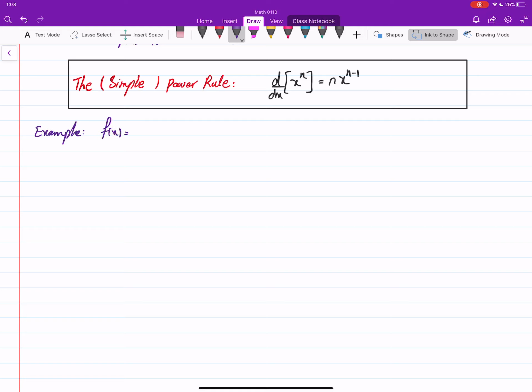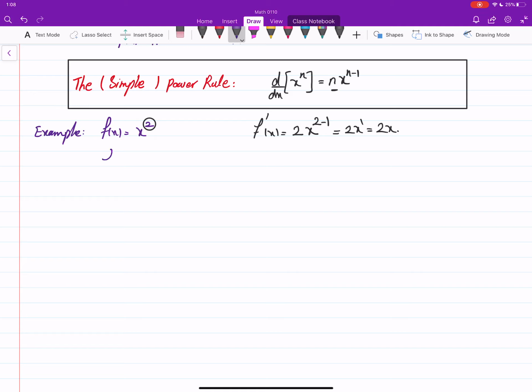If f of x is x squared, then f prime of x is going to be, see, n here is 2, and 2 will come up front. This is what it says. Then x to the power 1 less than the original power. So this is 2 times x to the power 1, which is just 2x.